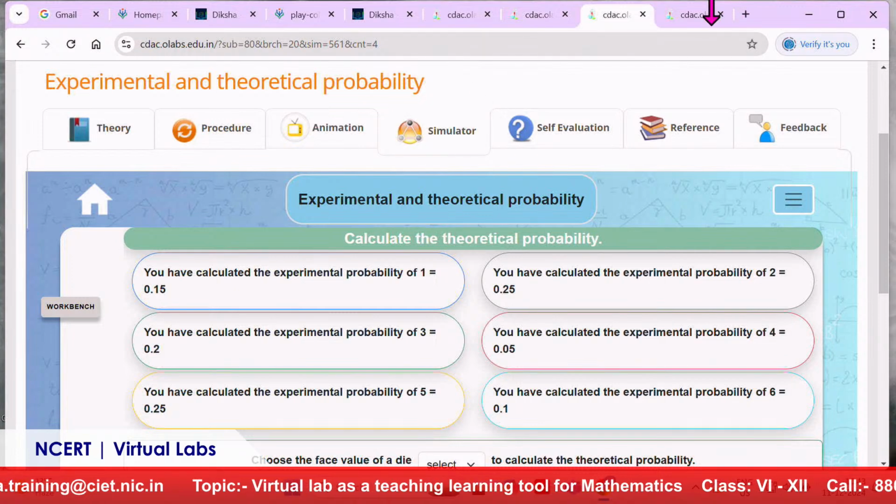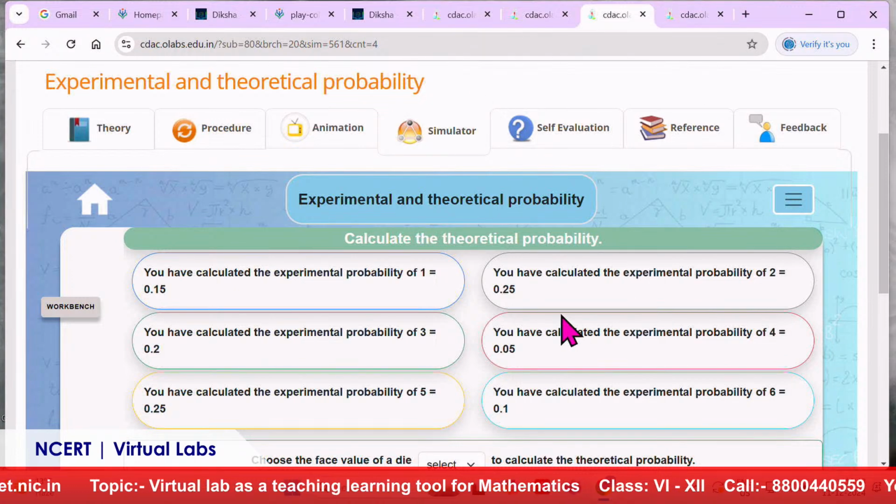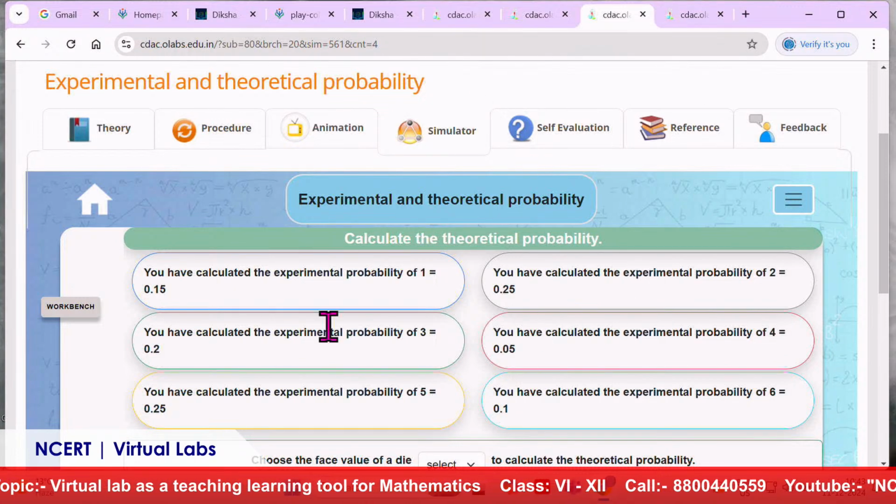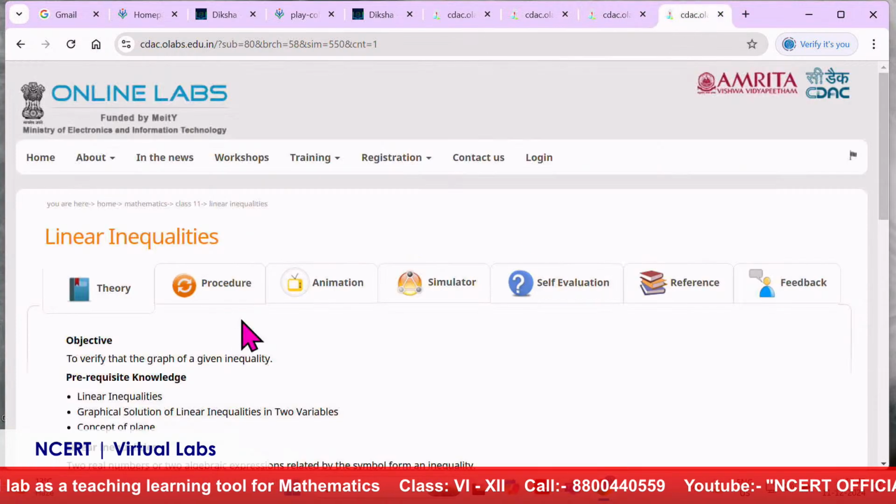So one more experiment I want to show. We have covered probability, we have covered geometry. Now I want to show one of the experiments from graphical.